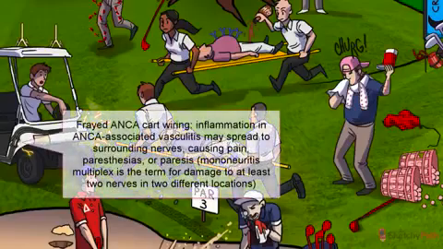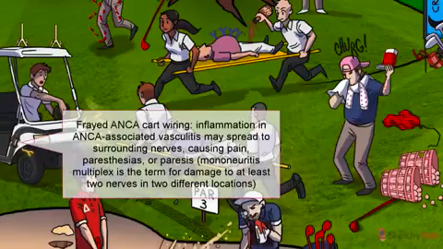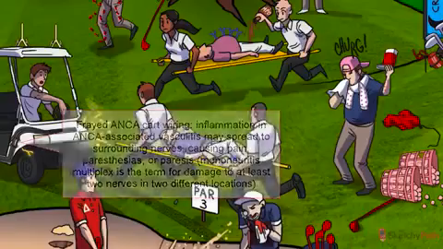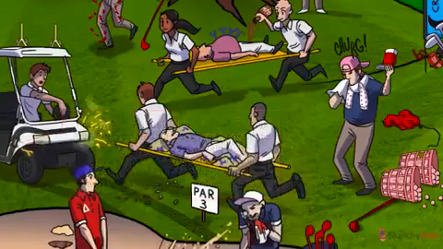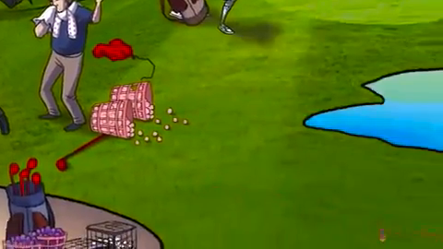So let's put some frayed wires inside the ANCA golf cart. The characteristic pattern of neurologic involvement is known as mononeuritis multiplex, which requires damage to at least 2 different nerves located in different parts of the body, such as foot drop from tibial nerve damage combined with wrist drop from radial nerve damage. All right, that's it for ANCA.